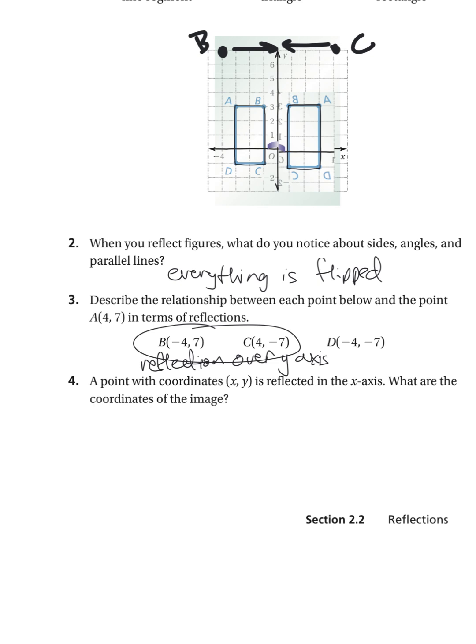Okay, last one says a point with coordinates x, y is reflected in the x-axis. What are the coordinates of the image? Well, when it was reflected over y, notice that our x became negative or opposite. So if we reflected over x, y would be opposite.